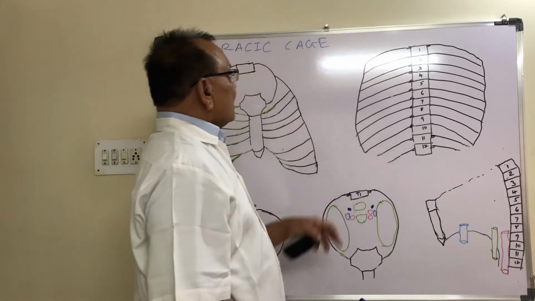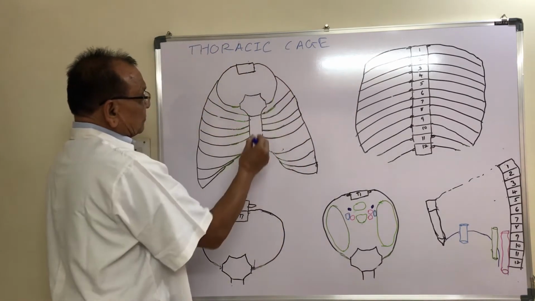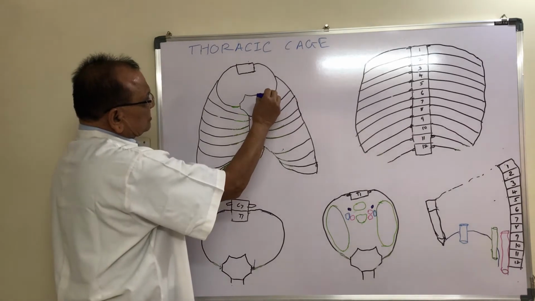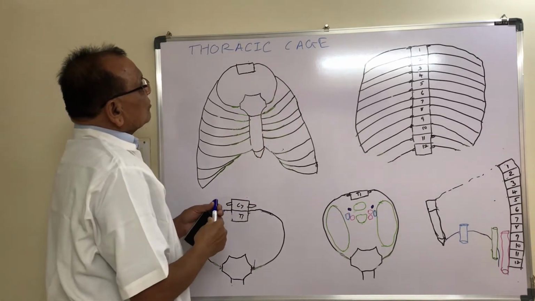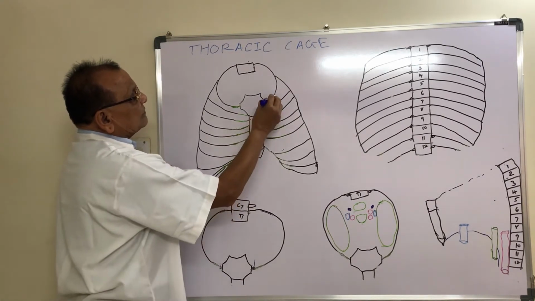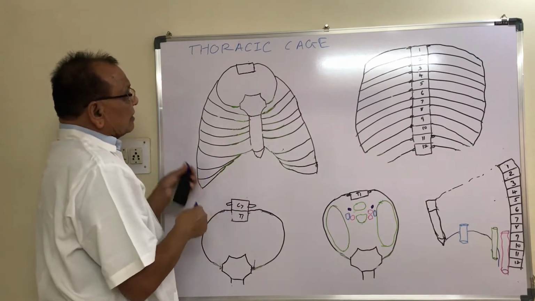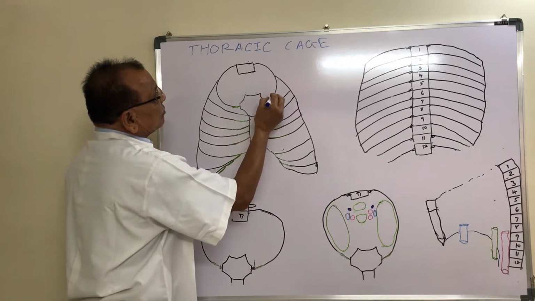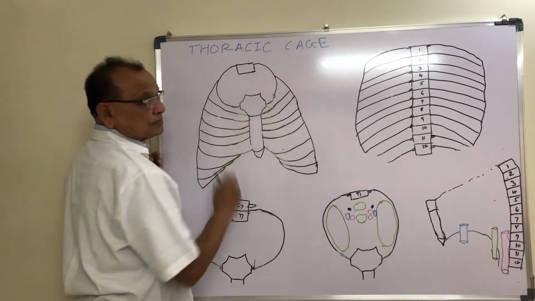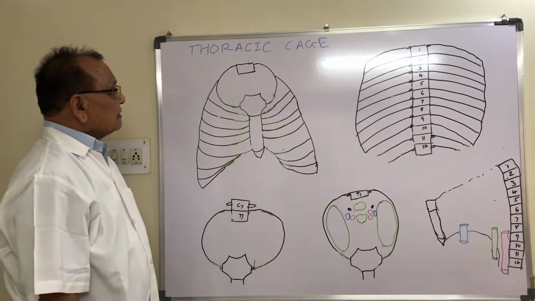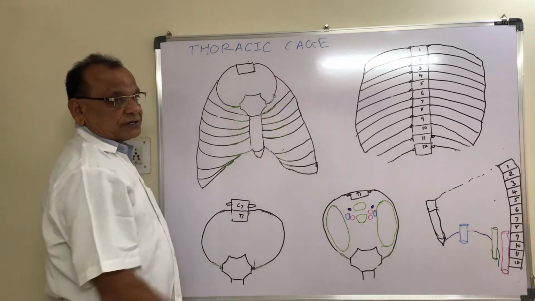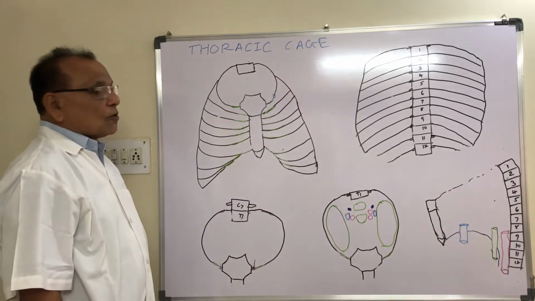Anterior end of the rib is seen in the anterior view. Suppose this is the anterior end of the first rib. The anterior end of the first rib is articulated with costal cartilage. So between the anterior end of the rib and the costal cartilage, a joint is formed, and this joint is called the costochondral joint.